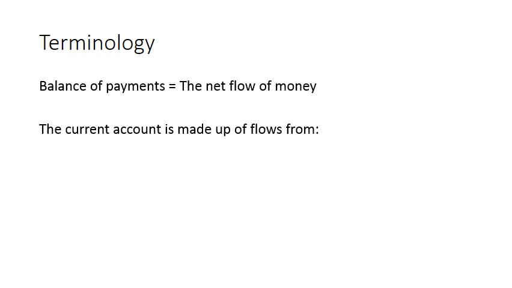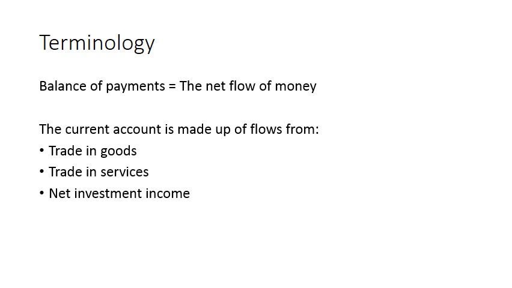So the flows that make up the current account are four different parts. One is trading goods. So this is money made from exporting and importing goods. Trade in services, so money flowing for that reason. Net investment income, which is money made from capital that's owned abroad. So, for example, if a UK firm owns a factory in China, the income that comes back to the UK from the factory owned in China is counted under our net investment income.